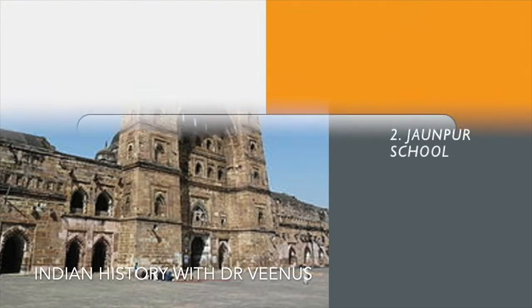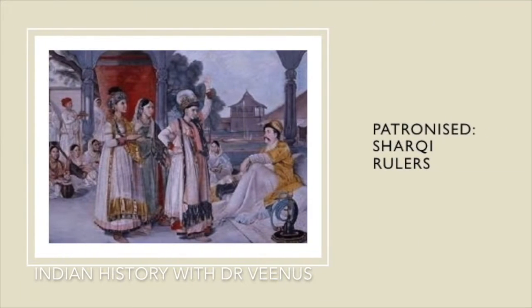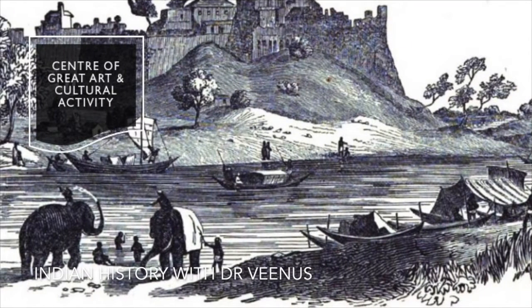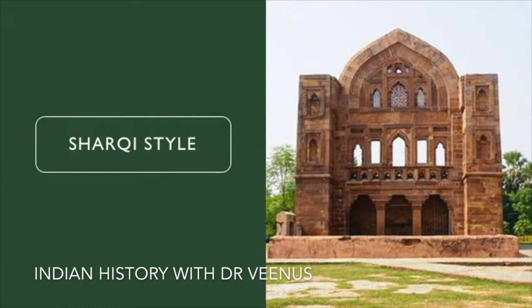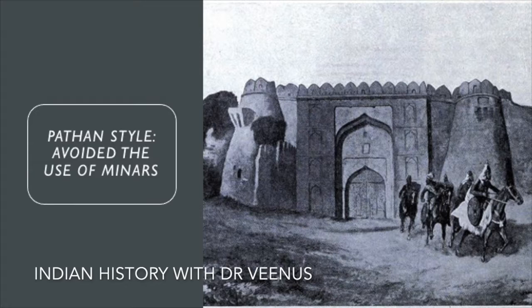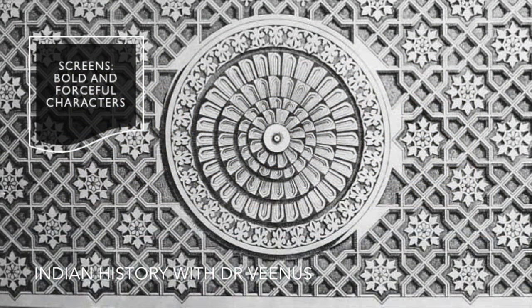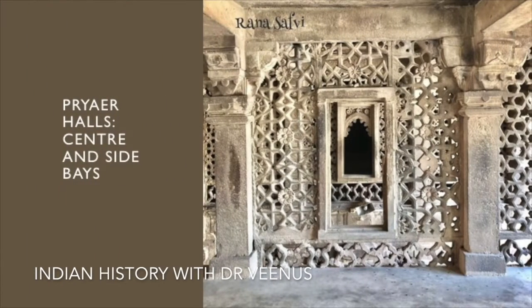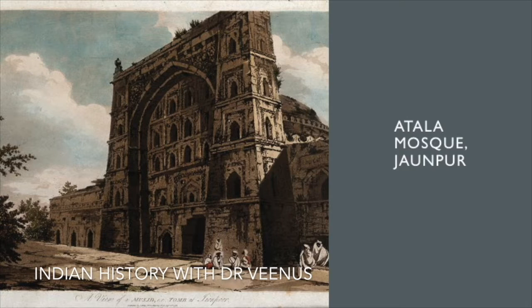Jaunpur School, from 1394 to 1479 AD. It was patronized by Sharqi rulers. Jaunpur became a center of great art and cultural activity. This style of architecture also came to be known as Sharqi style and also avoided the use of minars as in the Pathan style. A unique feature of the buildings here is the use of bold and forceful characters painted on huge screens in the center and side bays of the prayer hall. The finest example is Atala Mosque in Jaunpur.